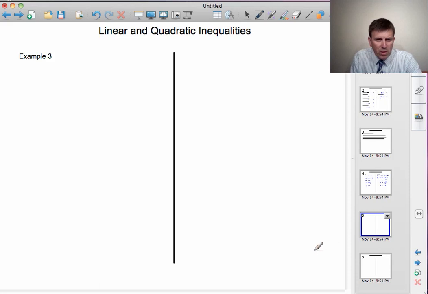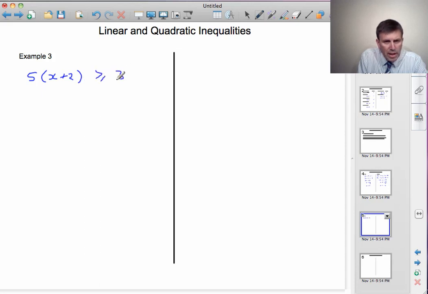One final example on linear inequalities. 5 bracket x plus 2 is greater than or equal to 3x minus 9. Just as if this was an equation, we start by expanding the bracket. So 5 times x plus 2 gives me 5x plus 10, and that is greater than or equal to 3x minus 9.